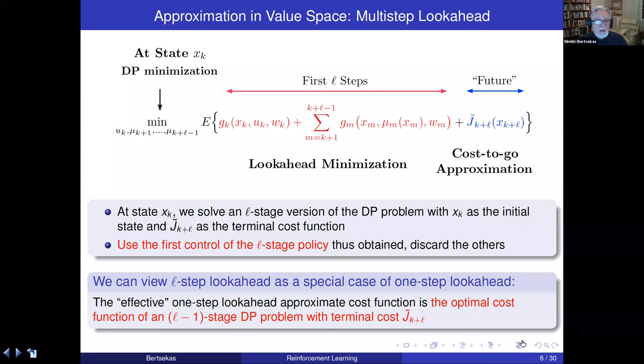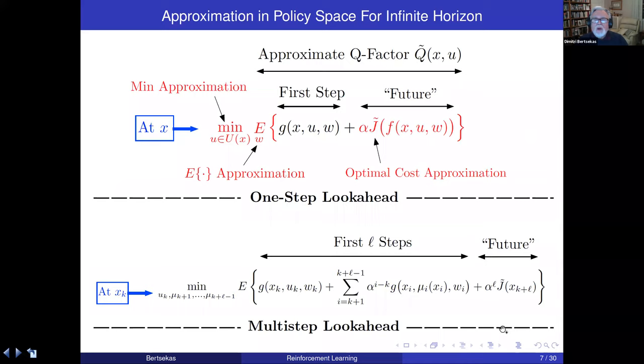Okay, so all of this was for finite horizon. Let's consider one-step look-ahead in approximation in value space, so one step and multi-step in infinite horizon problems. Now we have a similar structure, but the cost per stage does not change over time. The system equation does not change over time. And there's also a discount factor, which could be one and could be less than one, that comes into Bellman's equation. Bellman's equation, the right-hand side is this expression here with J star in place of J tilde.